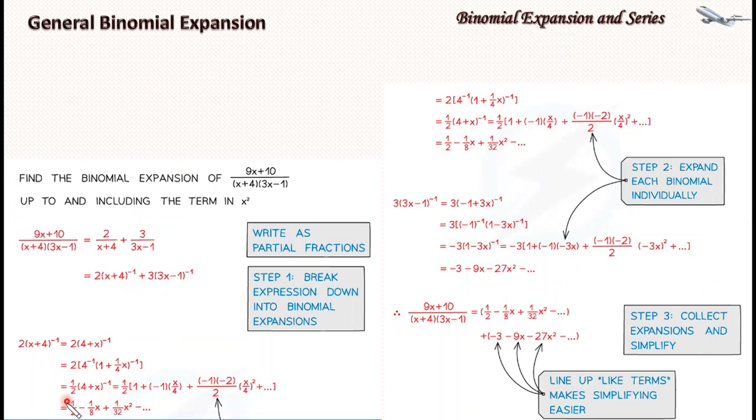Can you see? So this expansion at the end is going to be this expansion plus this expansion. Expanding the first will give us these values. Take note of this page. It will give us a half into minus 1 over 8x plus 1 over 32x squared.